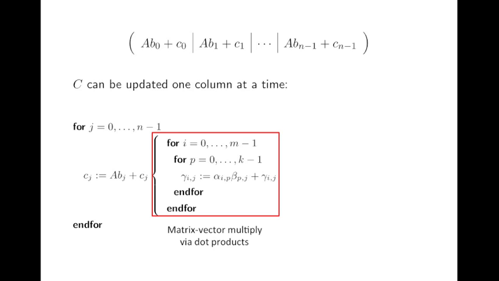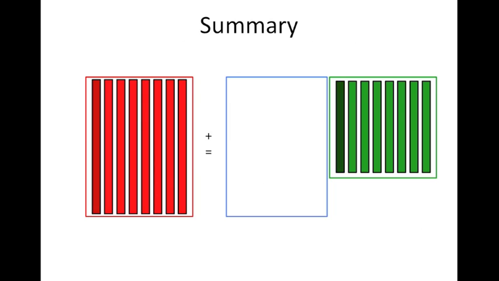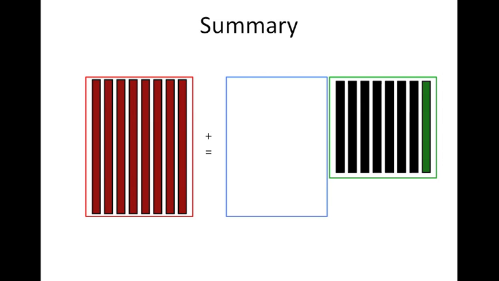But that matrix vector multiply itself can be implemented with two loops. If we order the loops that implement the matrix vector multiply as shown, what we are really doing is computing the matrix vector multiply with dot products. Alternatively, we could use AXPYs, and that is simply a matter of exchanging the two loops that implement the matrix vector multiply. So, a matrix-matrix multiply can be implemented as matrix vector multiplies that update the columns of C one column at a time.